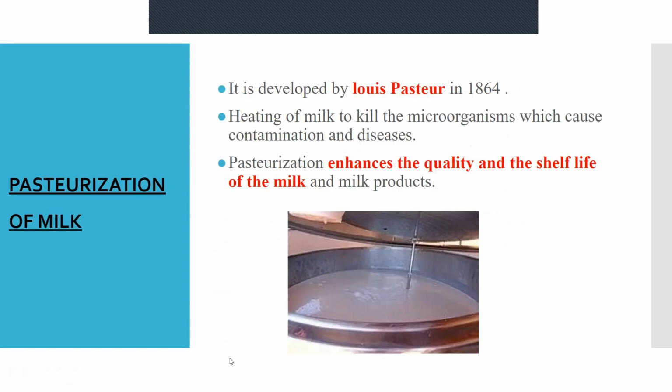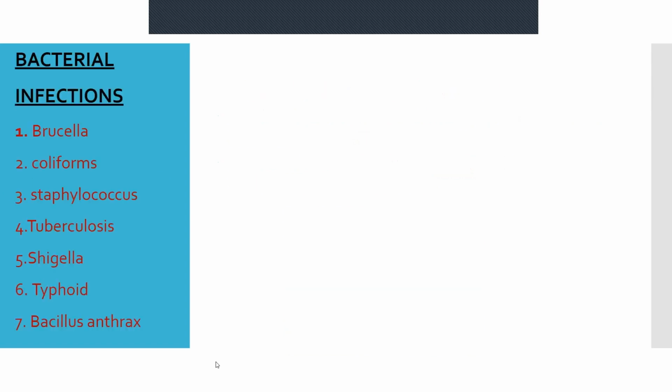So when we learn about milk contamination, we have to go through a topic called pasteurization, which is the important process where the milk is sterilized. The pasteurization method was developed by Louis Pasteur in the year 1864. Pasteurization generally means heating milk to kill the microorganisms which cause common contamination and diseases. Pasteurization enhances the quality and shelf life of milk and its products.